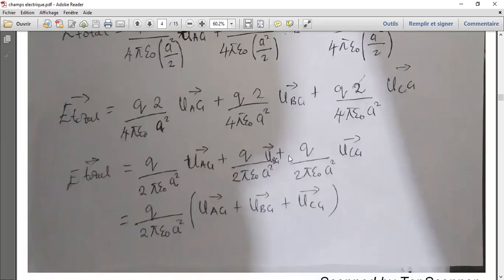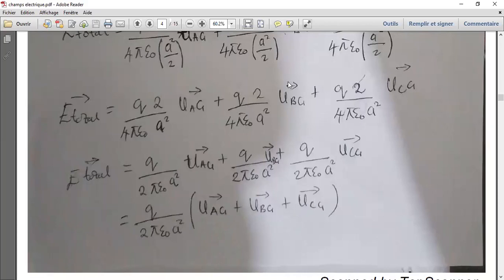Then you see that you have got things which are in common. There's Q divided by 2 pi epsilon 0 S squared, Q divided by 2 pi epsilon 0 S squared, Q divided by 2 pi epsilon 0 S squared. So we have things which are common, and we just take this outside the brackets. Then you have UAG plus UBG plus UCG. These are the vectors. I don't know if I'm clear until there. Do you have any questions?